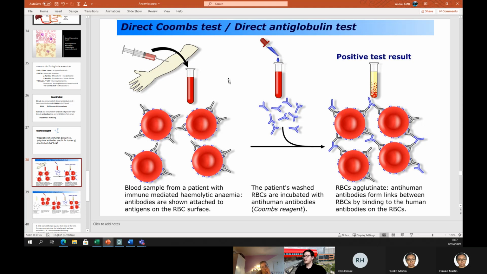We do the direct Coombs test, meaning we take a solution of our own antibodies, something that we prepared, and when we add it to the patient's blood, we get this picture right here of agglutination, because our antibodies have bound together all the red blood cells and the antibodies attached to them. And now we have agglutinates, and that's the direct antiglobulin test or direct Coombs test.